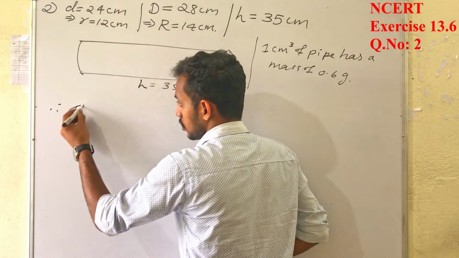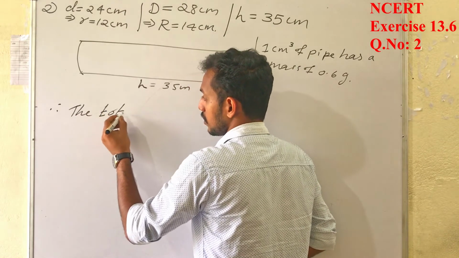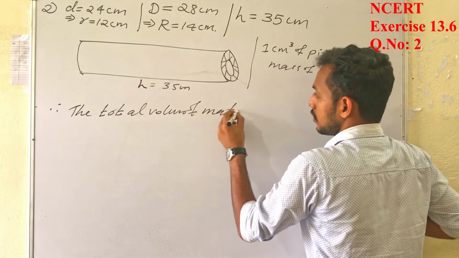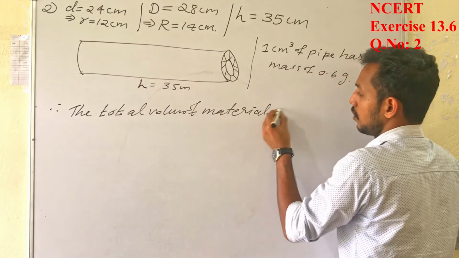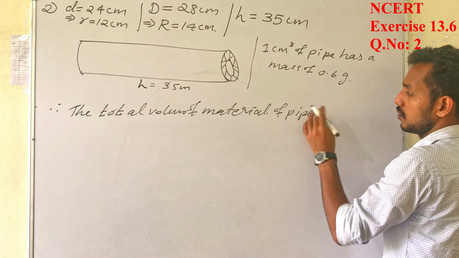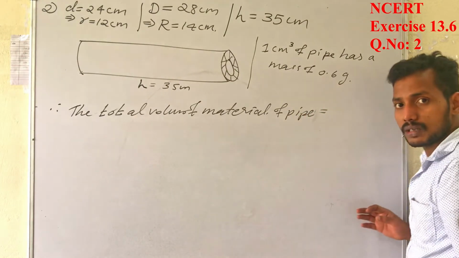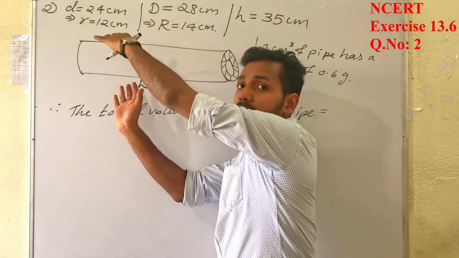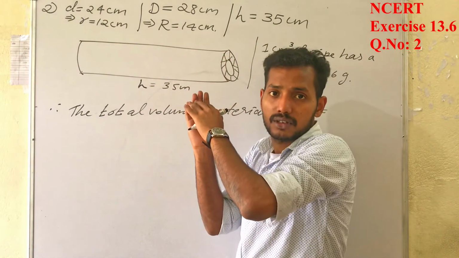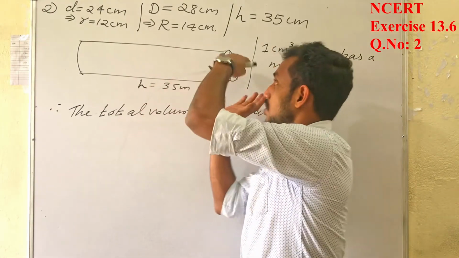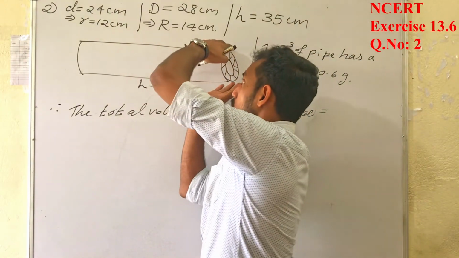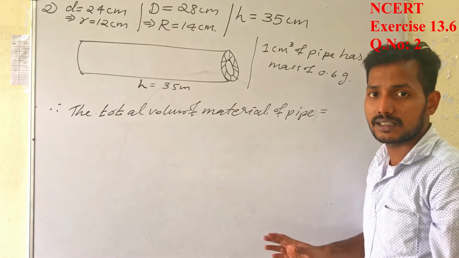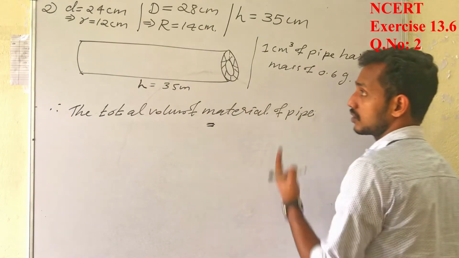So the total volume of material of the pipe is equal to... how to find the total volume of material of the pipe? The total means the outer volume minus the inner volume, because inside there is nothing. So the outer volume, that is the volume bounded by the outer cylinder, minus the volume bounded by the inner cylinder. What is the volume bounded by the outer cylinder?